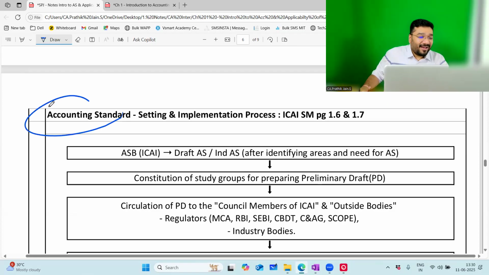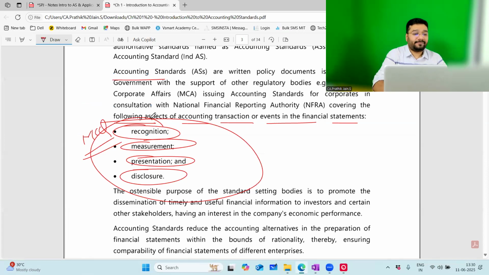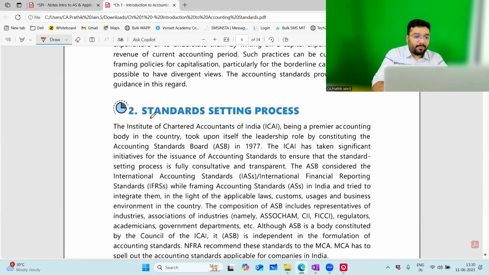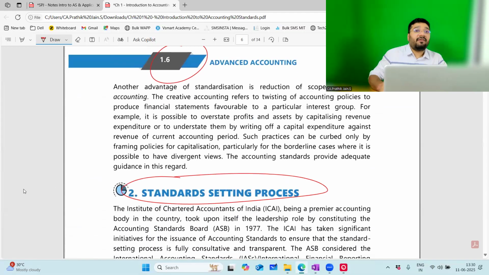Now, accounting standard setting and implementation process. It is there in your ICAI study module, page number 1.6 to 1.7. Standard setting process is very well within your syllabus. Don't think, sir is sharing extra information. Nothing. Whatever is there in the textbook, I have only simplified in an easy manner.